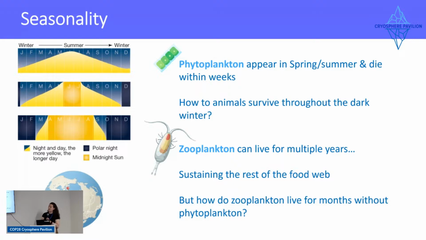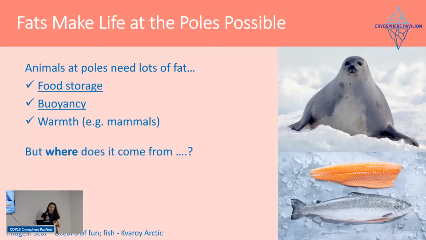So how do these zooplankton manage it? How do they manage it when their phytoplankton, their food, only lives for a couple of weeks? This is where fats come in. So fats make life at the poles possible. So animals at the poles, they need a lot of fat. It's absolutely essential for food storage. It's really important for buoyancy as well, and we'll talk about that later. But also for mammals, it's important for warmth and regulating their body temperature.